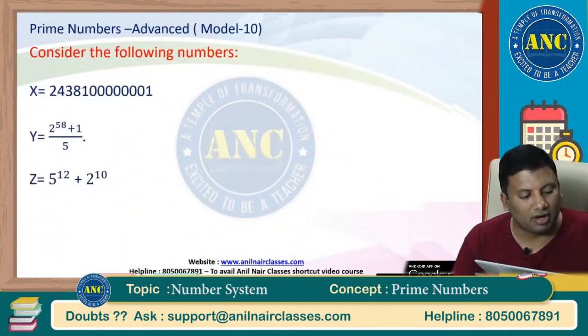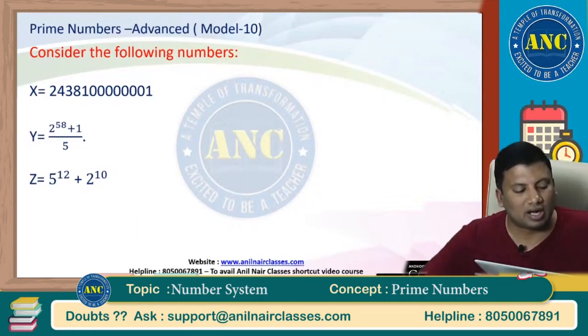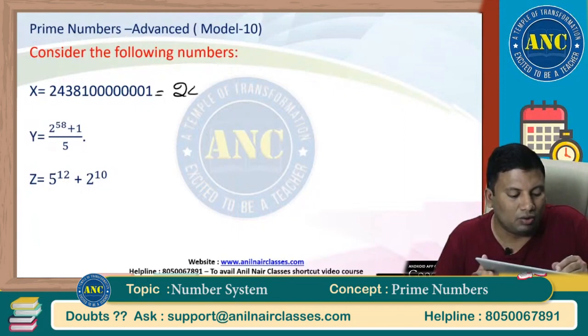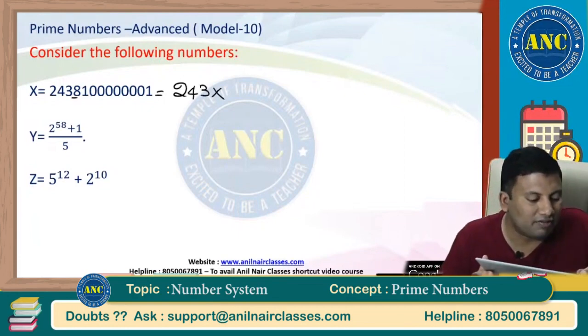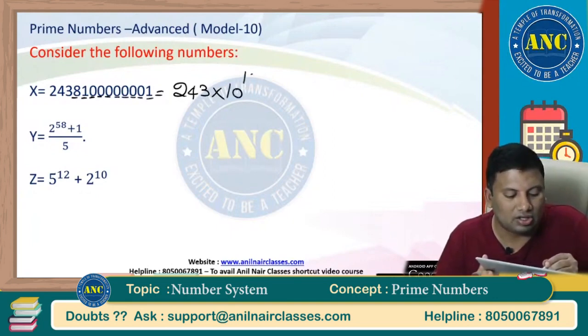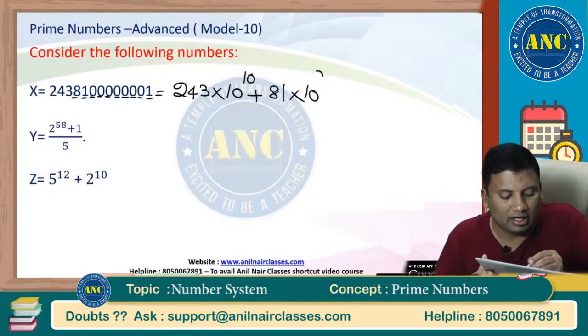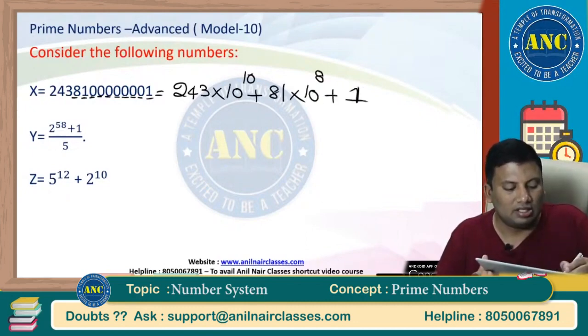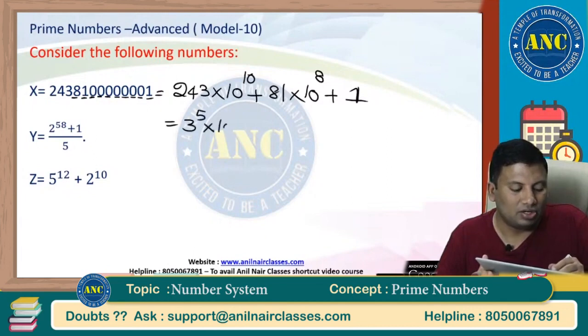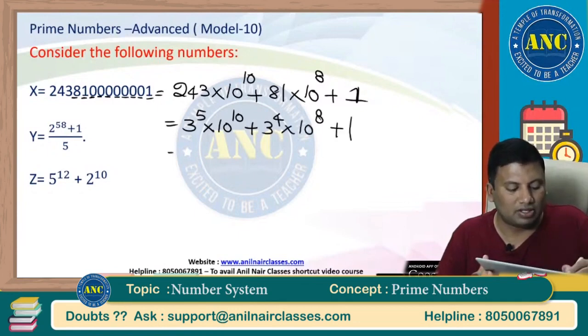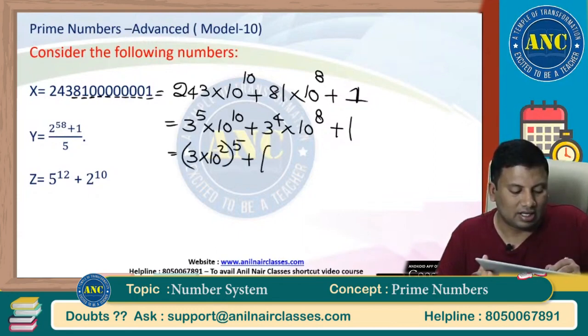Now see, consider the following numbers. Which of these numbers are prime or composite? This is 243 into, how many digits are there after 243? 1, 2, 3, 4, 5, 6, 7, 8, 9, 10. It is into 10 power 10 plus 81 into 10 power 8 plus 1. This is 3 power 5 into 10 power 10, plus 3 power 4 into 10 power 8, plus 1. This is 3 into 10 square, power 5, plus 3 into 10 square, power 4, plus 1.